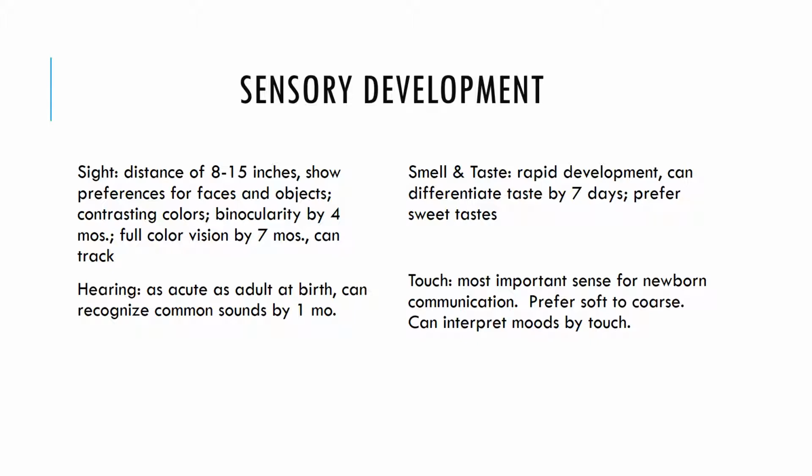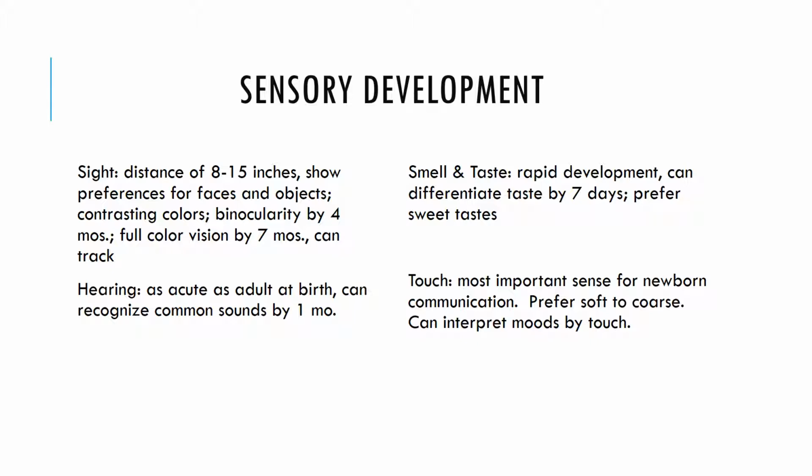Smell and taste are very rapidly developing. They can differentiate tastes that they don't like by 7 days. They would rather have things that are sweet, although we know we shouldn't be giving them sugar water. But you can tell, especially if you're having to give them iron, how much they absolutely dislike it, even though they're newborn. Touch is the most important sense for the newborn communicating.